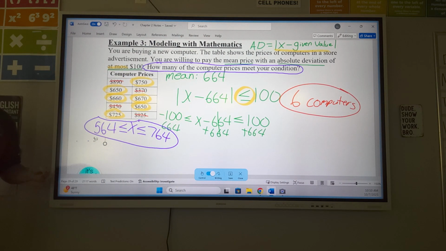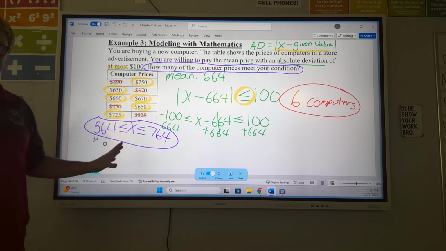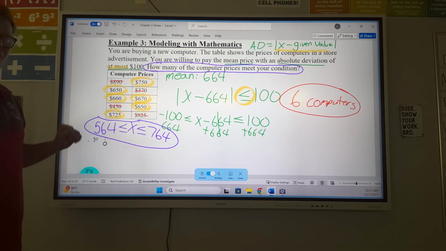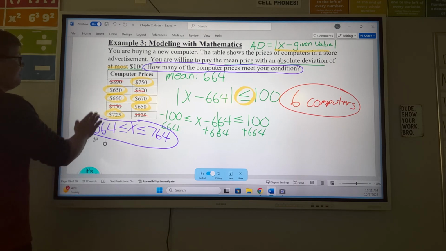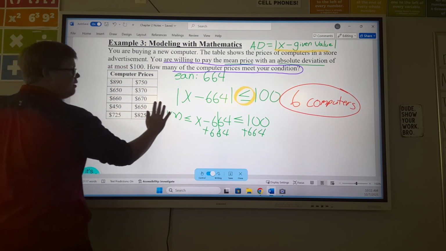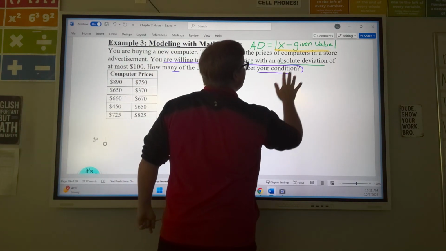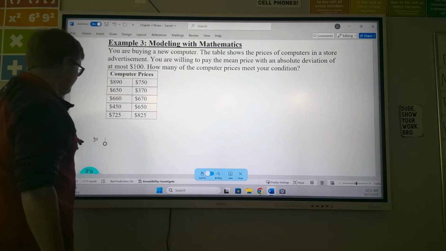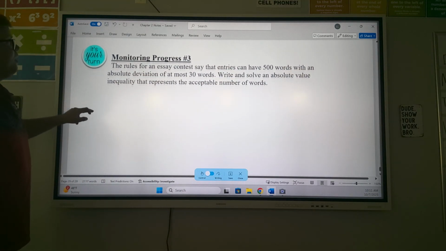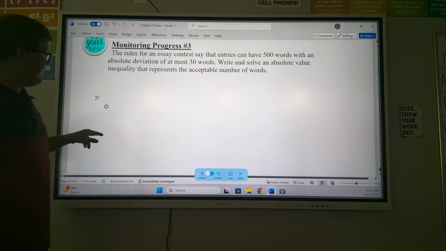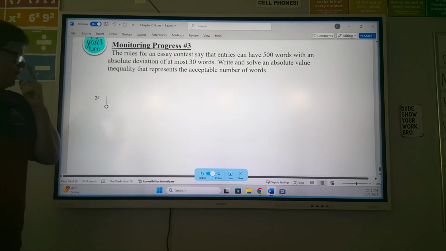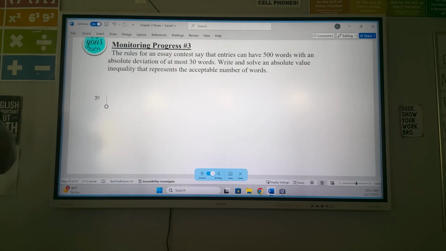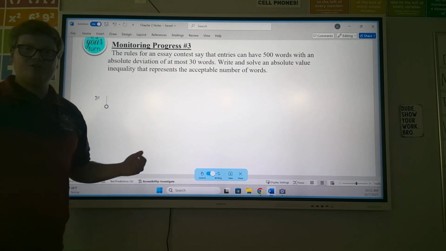I know we just covered a lot. If you have to pause it to copy these down in your notes, go ahead and do so. If not, if you all understand it, we're going to go ahead and move on. Okay, so this next one is a monitoring progress. That means it's time for you to work on it on your own. Go ahead and pause the video, get through it, and then play, and then you can check your answer and compare it to mine.